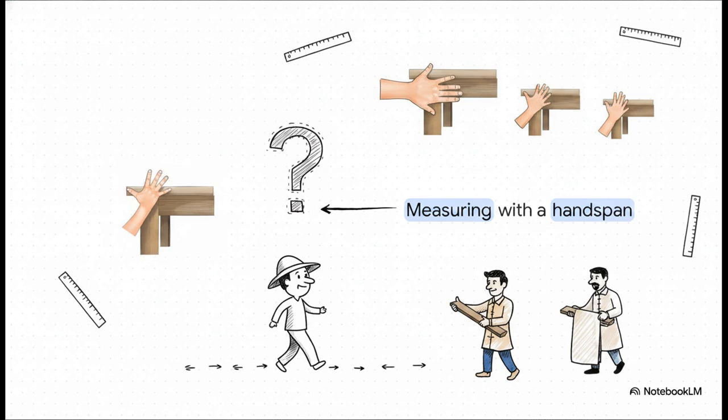Back in the day, people used the angula, the finger width, or a farmer would literally just walk his field and count his strides to measure it. Even today, you'll see carpenters and tailors using these tricks. But here's the massive flaw. What actually happens when 2 different people try to measure the exact same thing?